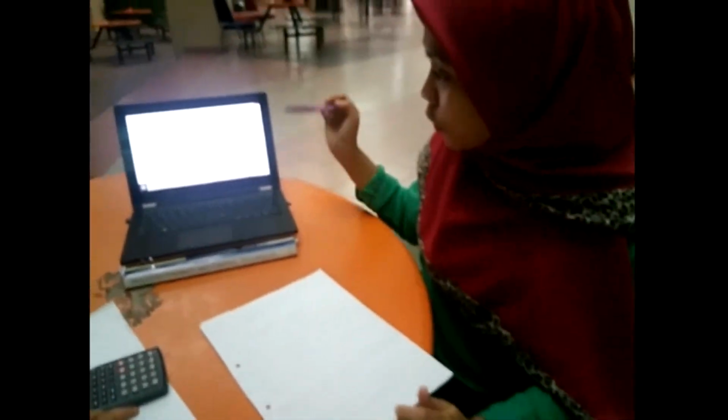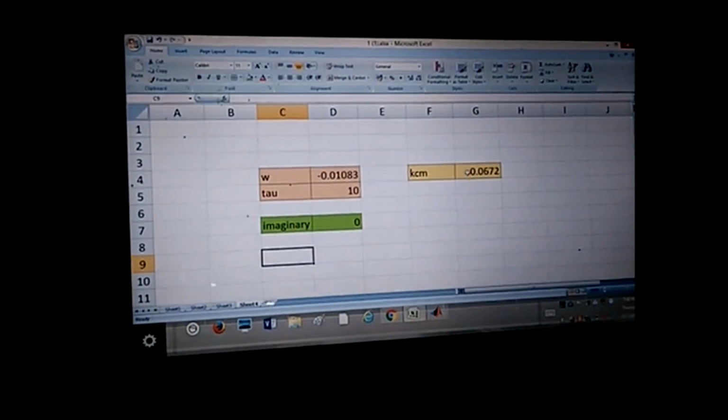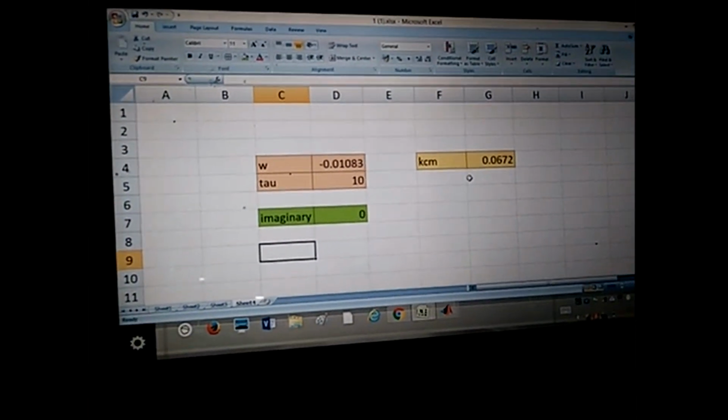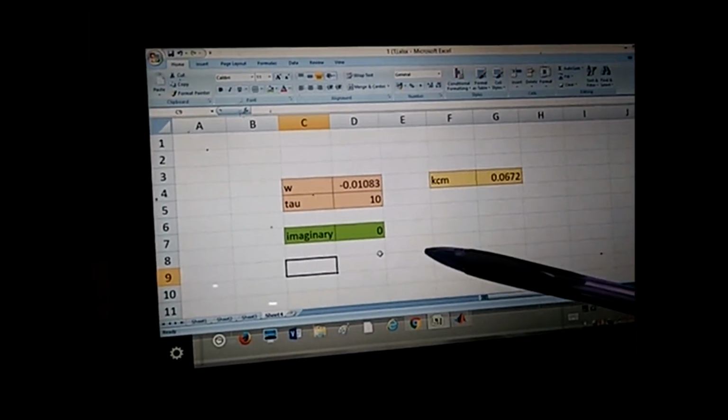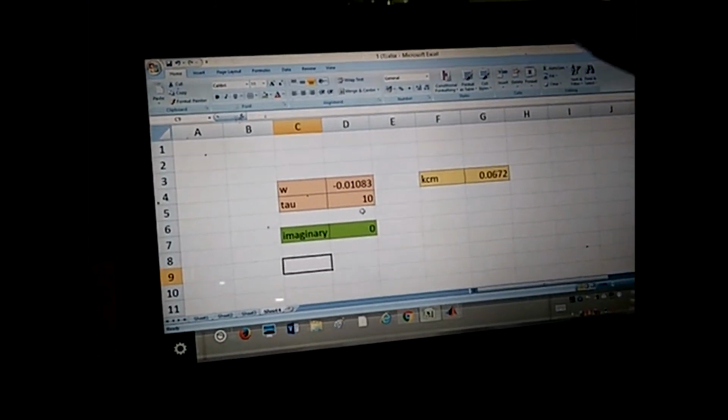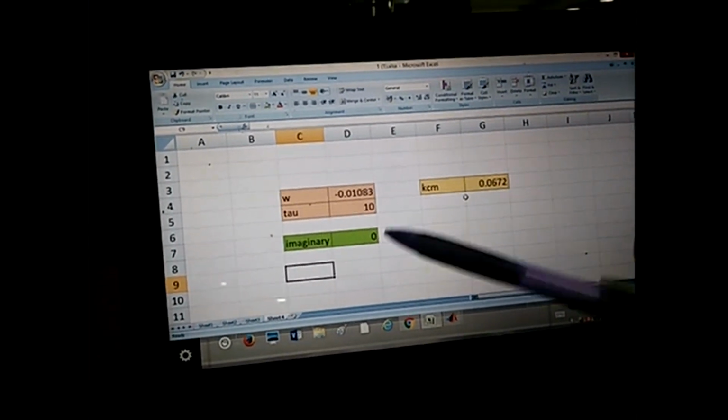We separate the real and imaginary parts. From this equation we find the KCM. We use Excel, using the solver, by setting this imaginary part to 0 by changing omega, and then we get this KCM and set the tau to 10.